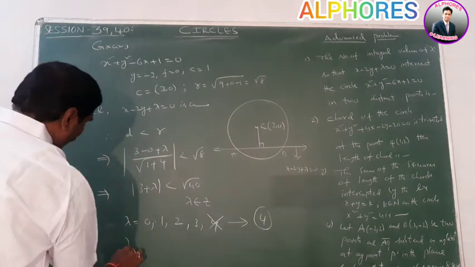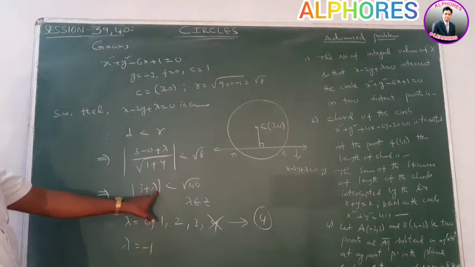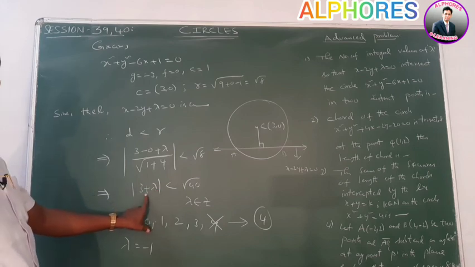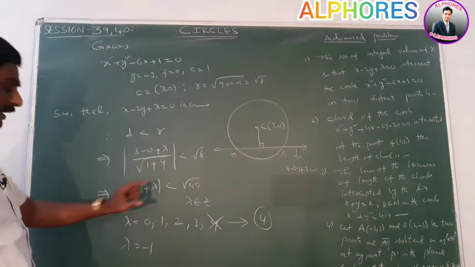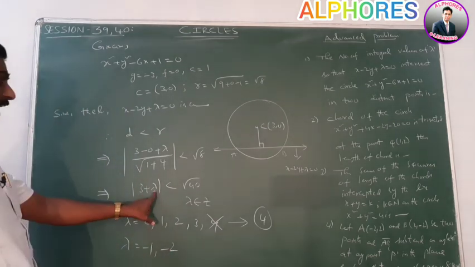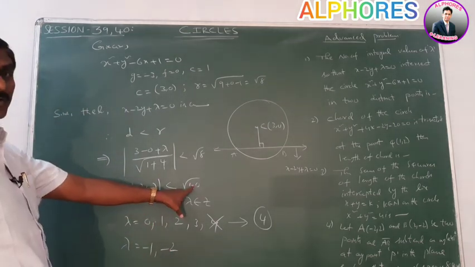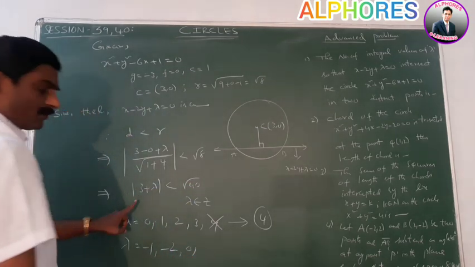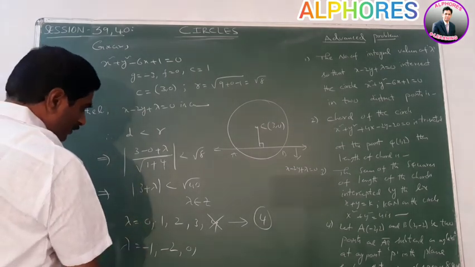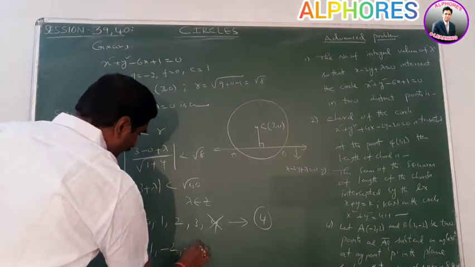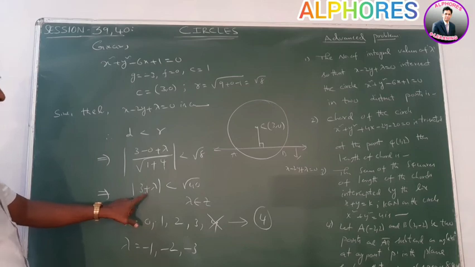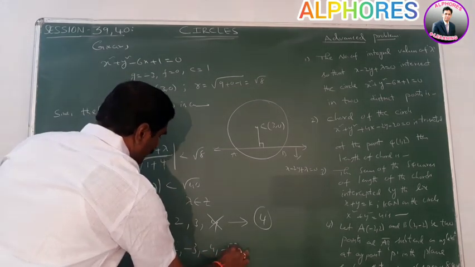Similarly, we check the negative integral values. Suppose lambda is equal to minus 1. At lambda equal to minus 1, this value is 2, root 2 means root 4, root 4 less than root 40. Minus 1, minus 2. At minus 2, we get 1, which is less than root 40, true. Then 0, minus 1, minus 2, minus 3, minus 4, minus 5, minus 6.